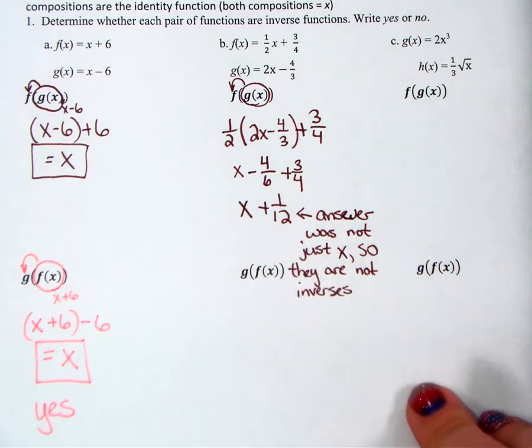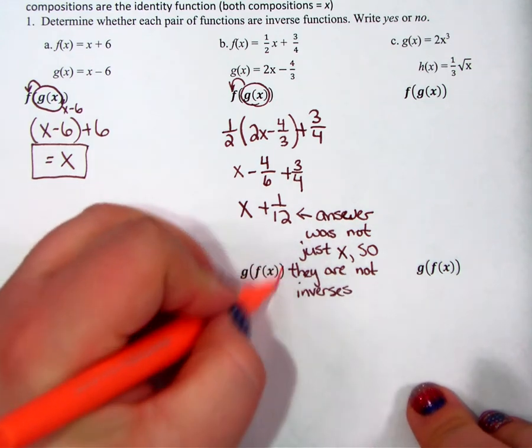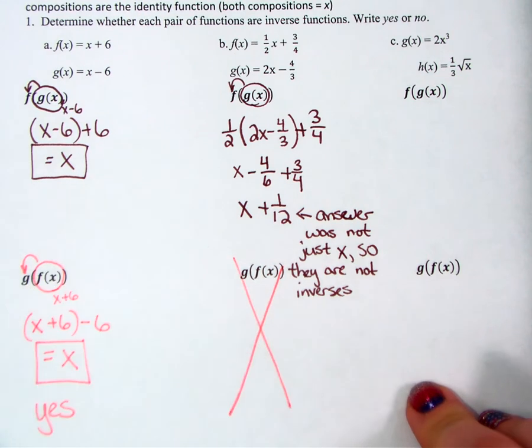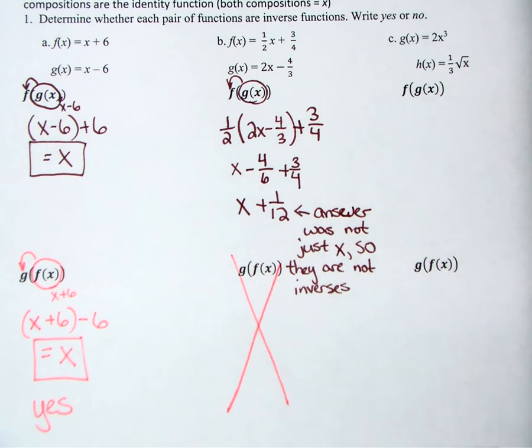That also means since the first composition wasn't x, I don't even have to do the second composition. But if you work it out and the first composition is x, then you have to do the other way. It doesn't matter which one you start with. On a quiz, you only have to say yes or no, because the directions just say write yes or no.